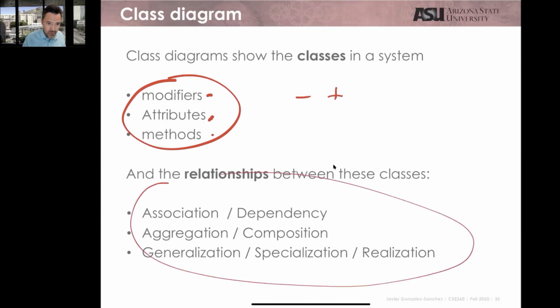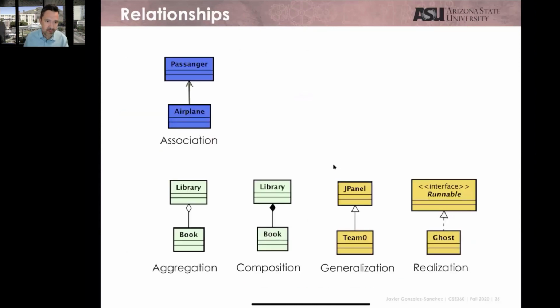The hardest part is this one. Now, for that one, I need your help. What is the meaning of this particular connection between this class and this interface? Moreover, if I ask you in the exam, can you please give me the source code for this one? I want the class Ghost, and I want it to fulfill the relationship with Runnable. What is the source code equivalent to this thing here, realization?